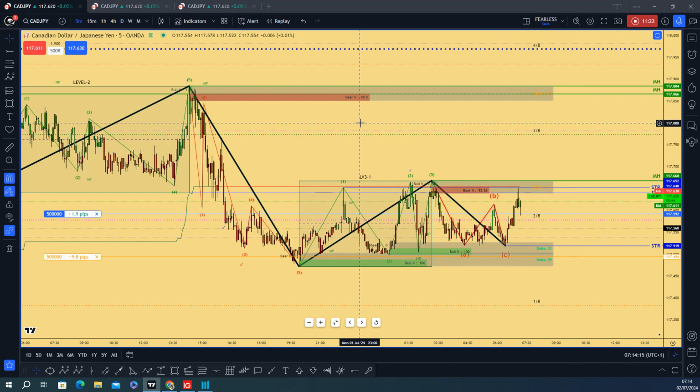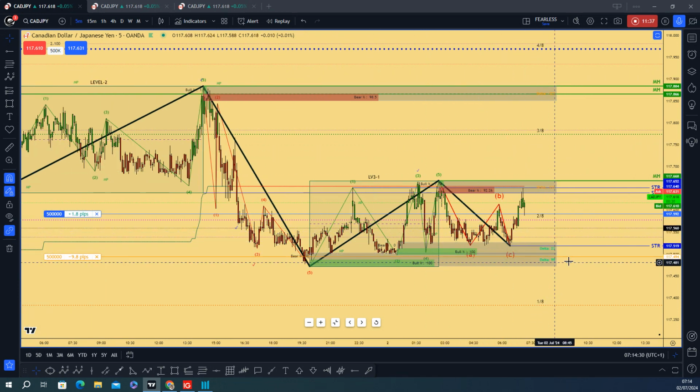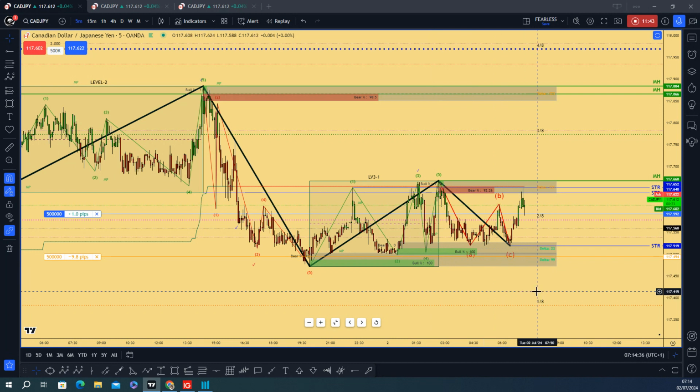The one that we are taking now, because this is a valid setup, we are buying now, is the Canadian dollar Japanese yen. Looking to take the trade to break the high of yesterday, and our risk is just below the structure, then 117.49. So that's it for this morning, the 2nd of July 2024.